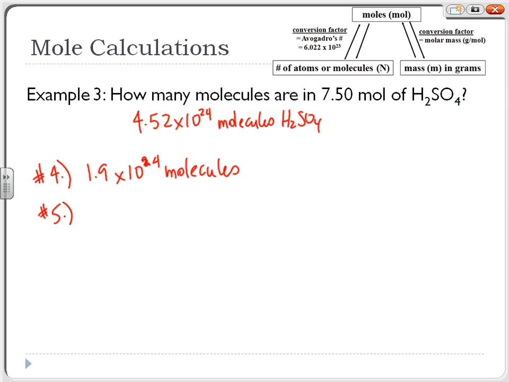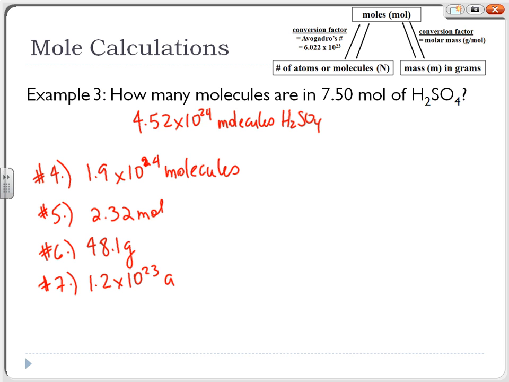Number 5 in your notes is 2.32 moles. Number 6 should be 48.1 grams. Number 7 is 1.2 times 10 to the 23 atoms, I believe. That's a tricky one. And number 8 is another sort of tricky one. It should be 3.69 grams.